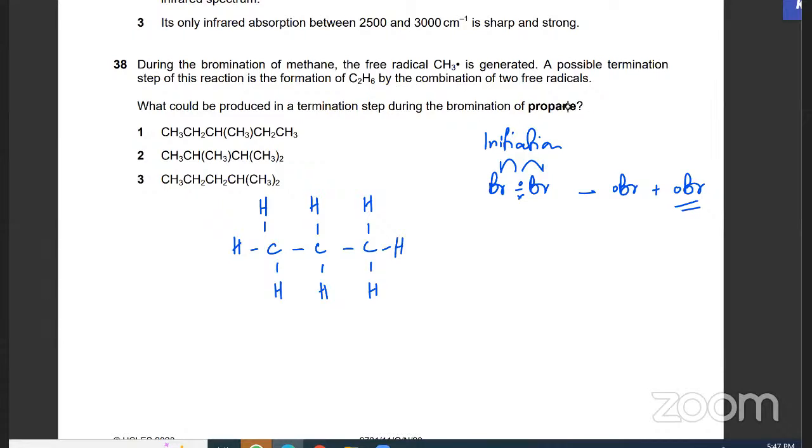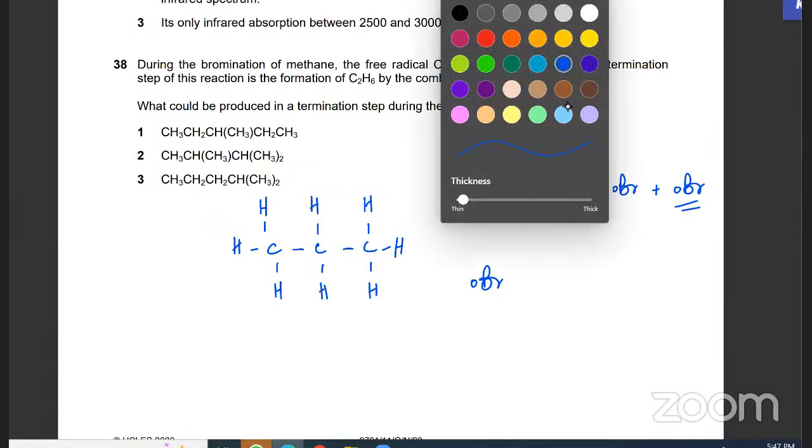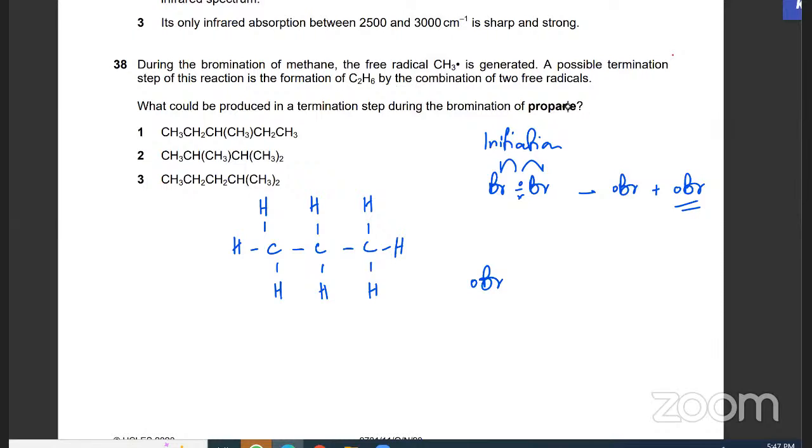Now, the next part is what happens after that. You have the propagation step. Propagation is where the bromine radical has incomplete bonds, so it's going to steal any one of the hydrogens. And that could be any one of them. It could steal a hydrogen from the first carbon atom. That hydrogen is going to go over there and it will form an HBr molecule.